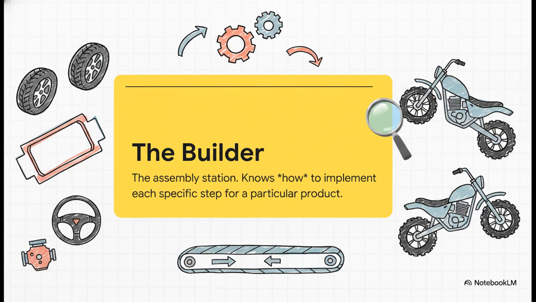Next, we have the builder. This is the actual assembly station, and this is where the specific work gets done. So the car assembly station hears the foreman yell, "Add wheels," and it knows that means installing 4 of them. But the motorbike station next to it hears the same command and knows it only needs to install 2. Each builder is a specialist that knows the nitty-gritty details for its own product.